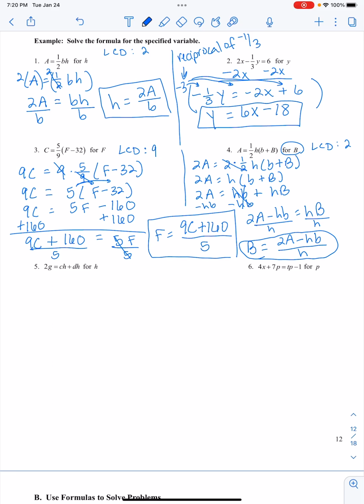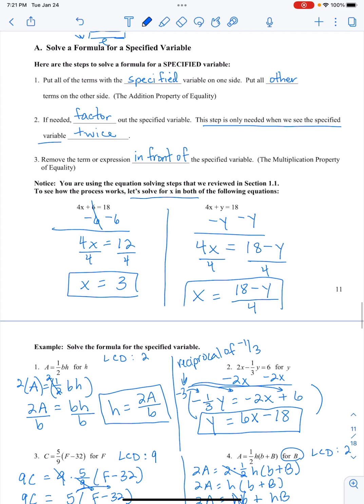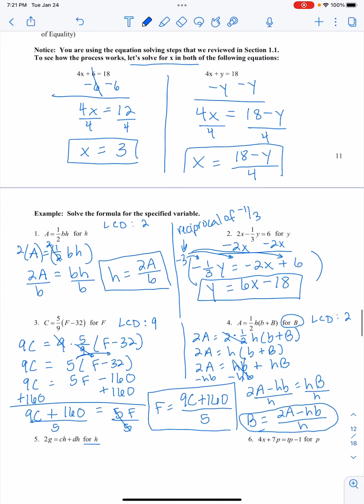Now, when we look at 5 and we are told to solve for h, I see it twice. CH plus DH. Now, those are not like terms because the variables do not match, so I can't add them. But I've been charged with getting h by itself on only one side. So if we go back to the page before, it says, number 2, if needed, factor out the specified variable. And it says this step is needed if the specified variable is shown twice.